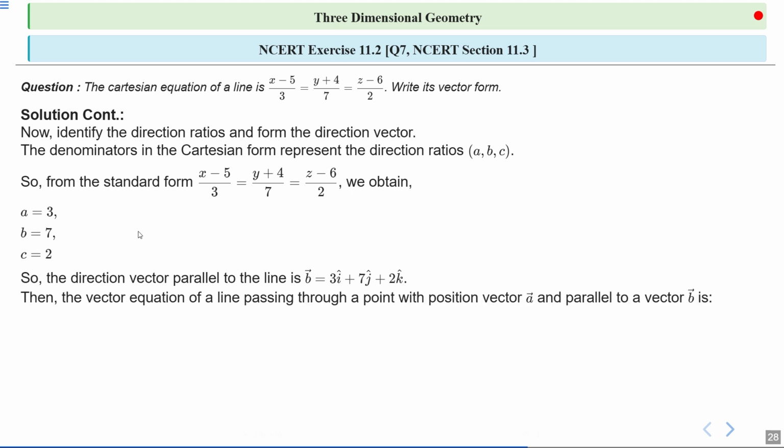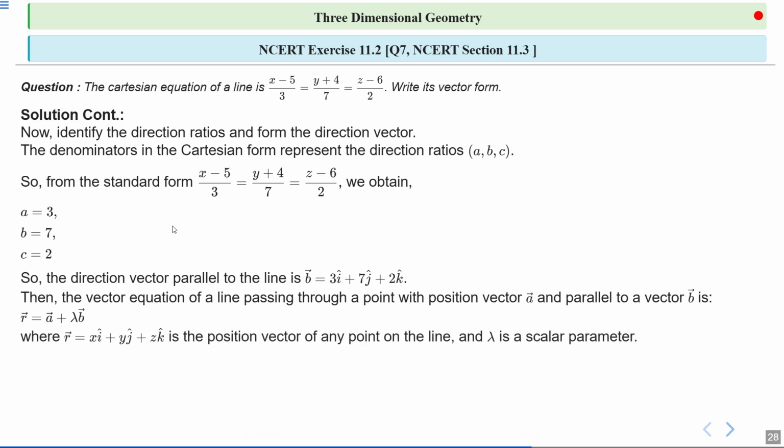Then the vector equation of a line passing through a point with position vector a and parallel to a vector b is vector r equals vector a plus lambda times vector b, where vector r equals x i cap plus y j cap plus z k cap. Vector r is the position vector of any point on the line and lambda is a scalar parameter.